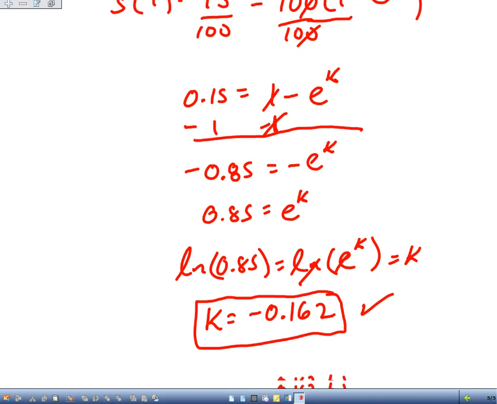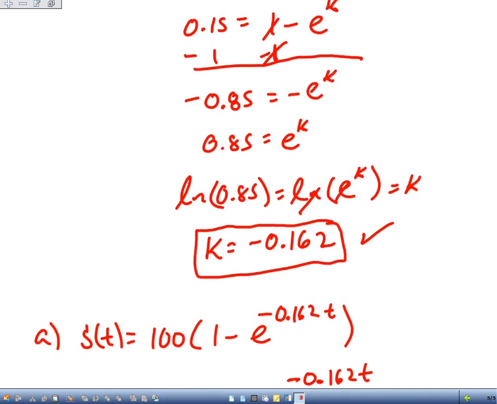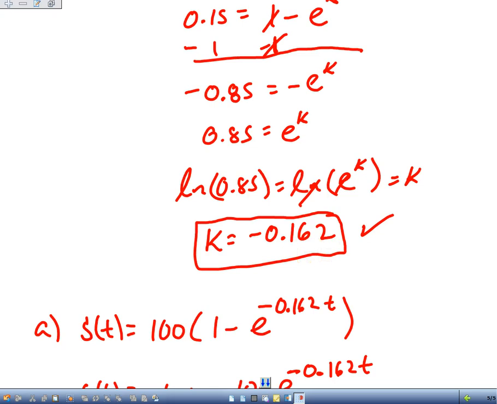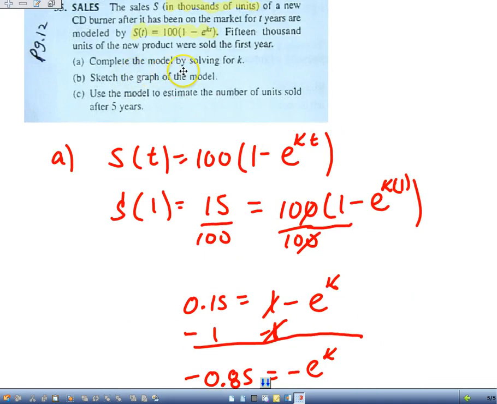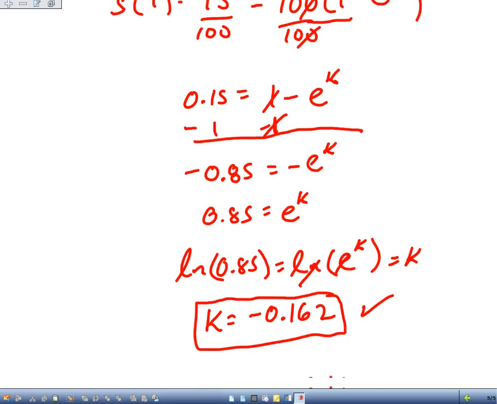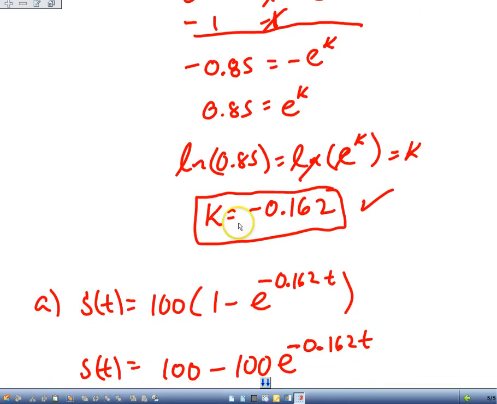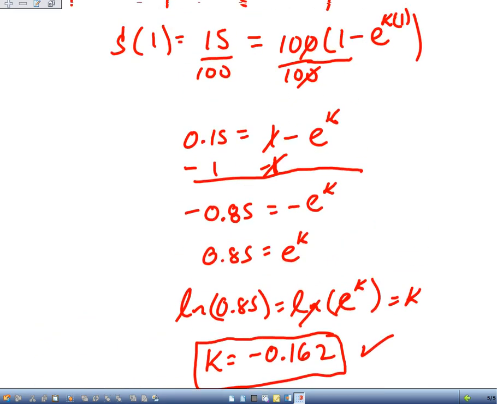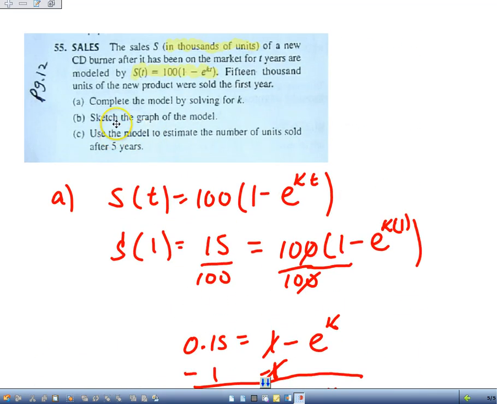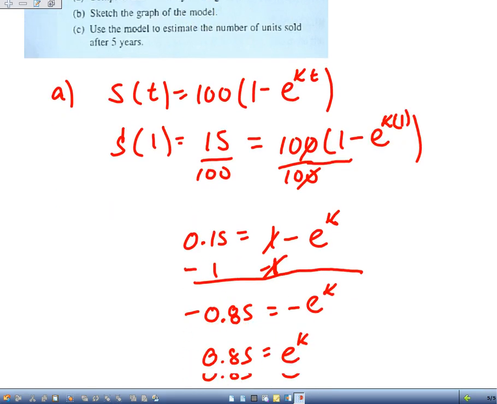Now, that's the answer to the first part. Actually, the first question does say complete the model by solving for k. We solved for k, but now we have to complete the model. Completing the model just means taking this k value and replacing it for k. So this is our new equation. I've substituted the k value that we got into k. Now let's take a look at the next question. The next question wants us to sketch the graph of the model.